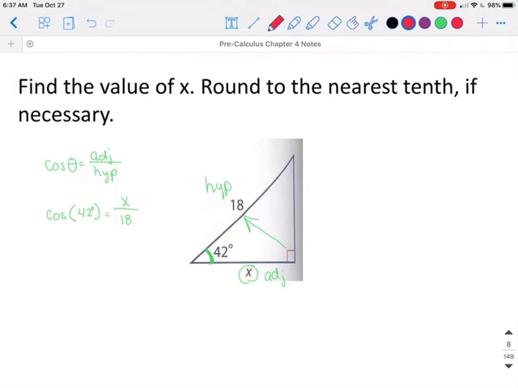Now to solve this problem, right now we have x divided by 18. The opposite of dividing is multiplying, so we can multiply both sides by 18 to cancel out that denominator to get the x by itself. So we know that x is equal to 18 times the cosine of 42 degrees. And if you put that into your calculator, you should get that x is approximately 13.4.